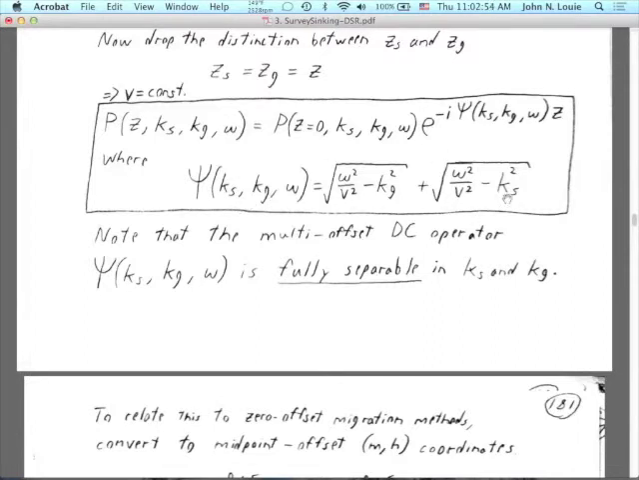And it's got both of those dispersion relations in it. But it's got two of them. So one is the square root of the quantity omega squared over v squared minus kg squared on the receiver side. And the other one, which just gets added to it, is the square root of omega squared over v squared again minus k sub s squared on the source side.